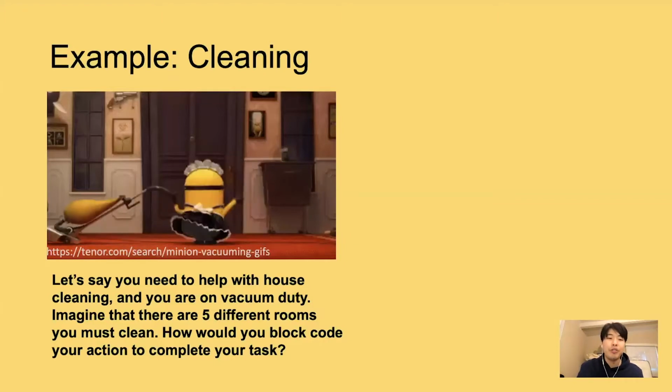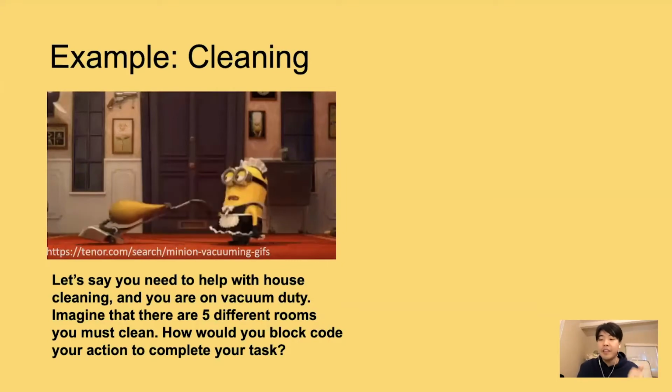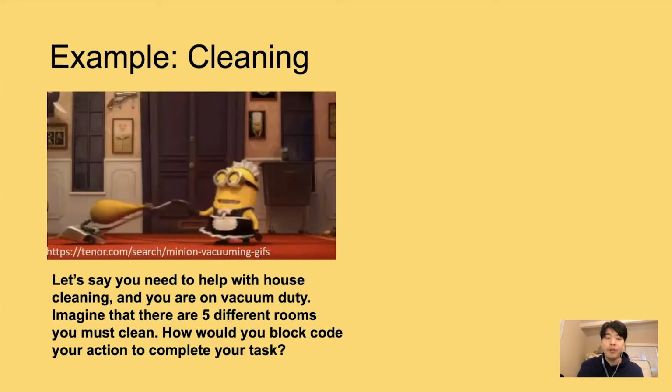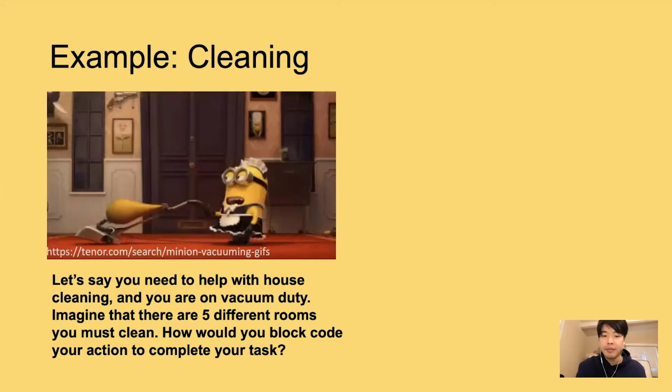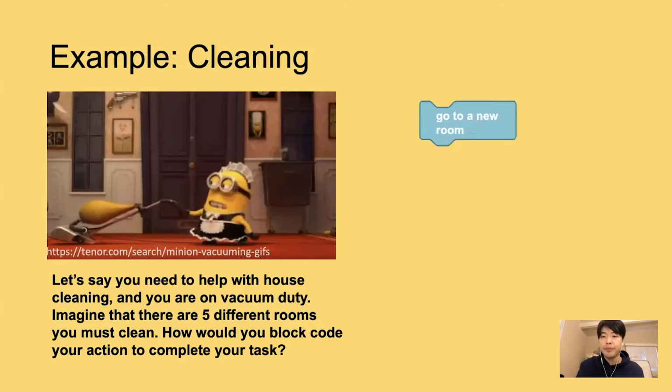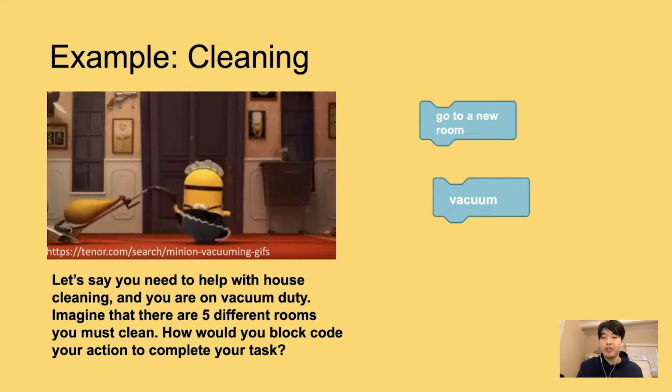So for example, let's say we're cleaning your house, okay? Let's say there are 5 different rooms. It doesn't have to be rooms, it can be places like the living room, kitchen, bathroom, whatever. And your job is to vacuum them. So how might we make block code that accomplishes this task? The first thing is you need to go to a new room and vacuum the place. Once you're done vacuuming, you get out, and you repeat this for 5 different places, right?